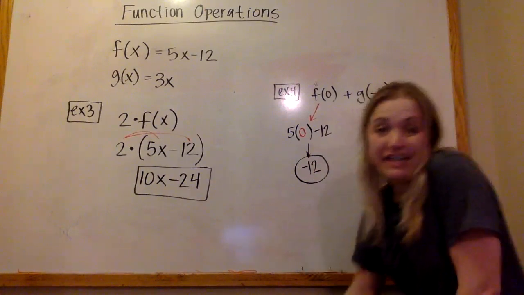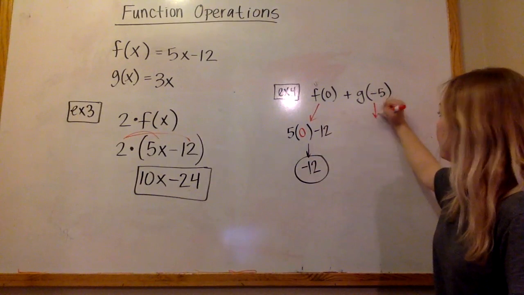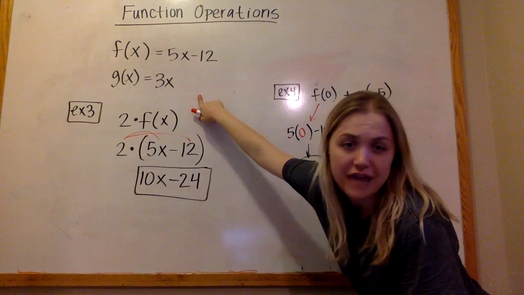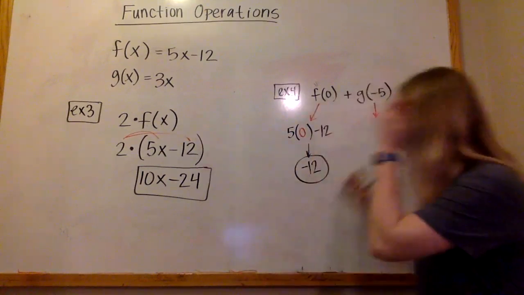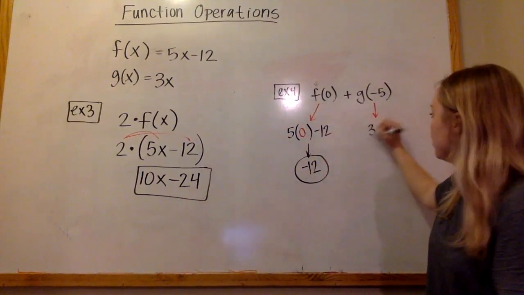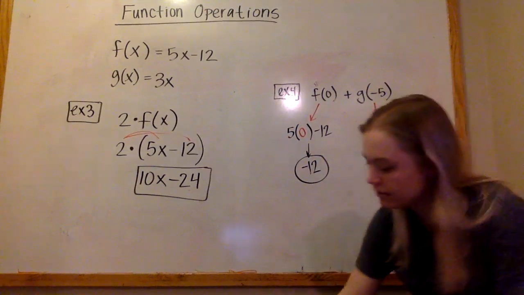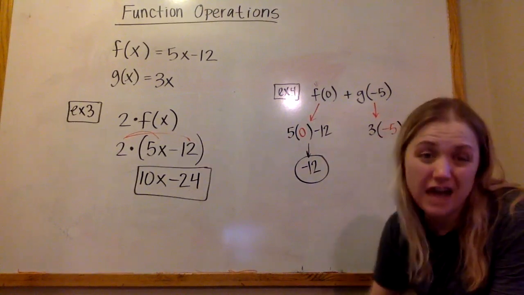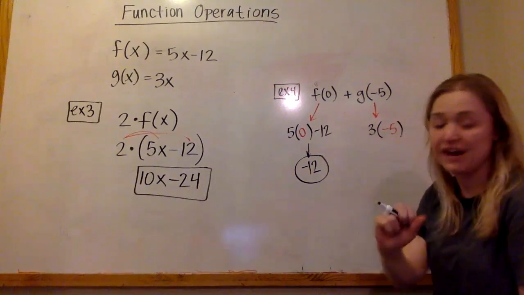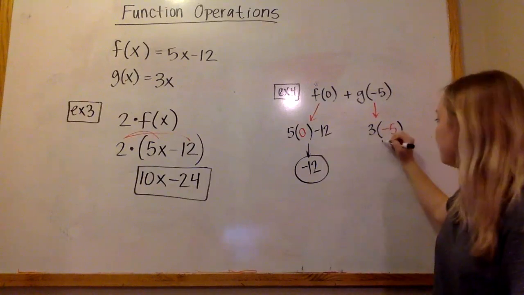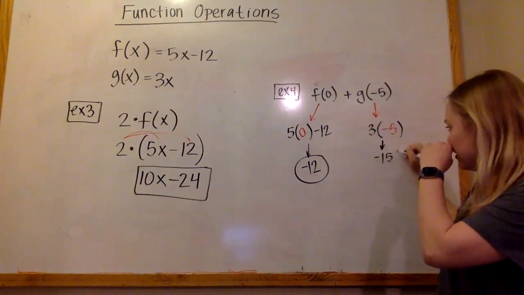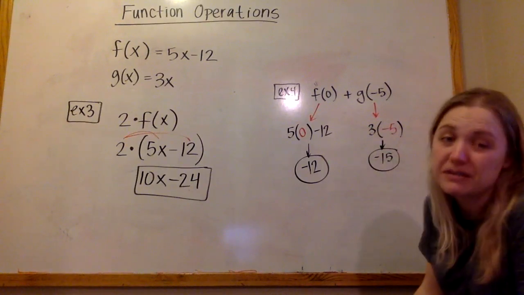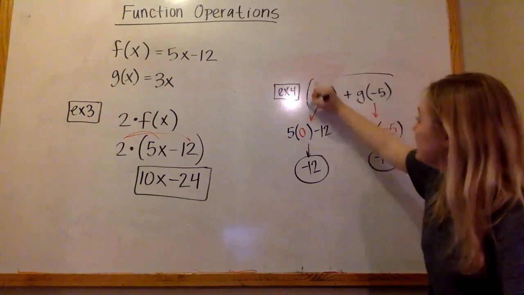Okay, but that's not all I needed here. I needed g of negative 5. So I take this negative 5 and I replace it into the g equation where there's an x. So instead of 3 times x, it's going to be 3 times negative 5. All right, you should know that in your head, or you can know it with a calculator. I don't really care how you figured it out, but 3 times negative 5 is negative 15.